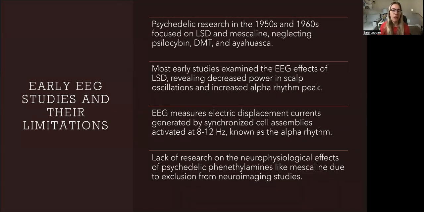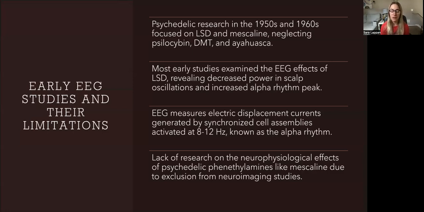So psychedelic research in the 1950s and 60s focused a lot on LSD and mescaline, and didn't really focus on psilocybin, DMT, and ayahuasca. Mescaline is currently, in contemporary science, kind of neglected in terms of neuroimaging. What we know a lot about is using EEGs with LSD, and it revealed decreased power in scalp oscillations and increased alpha rhythm peak.